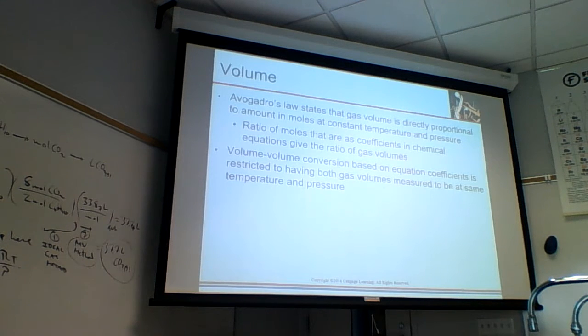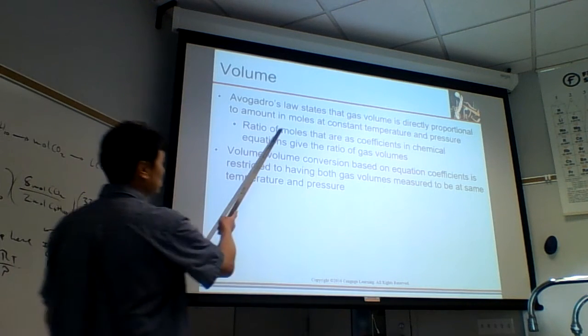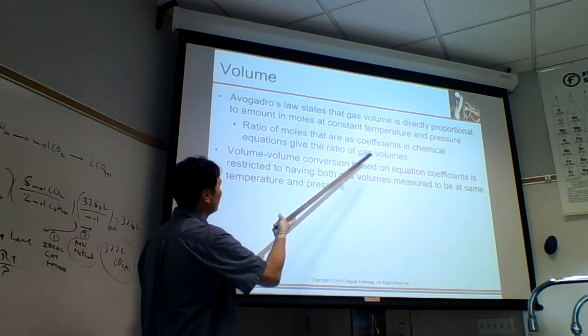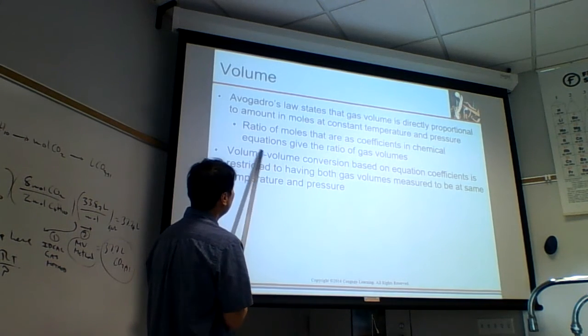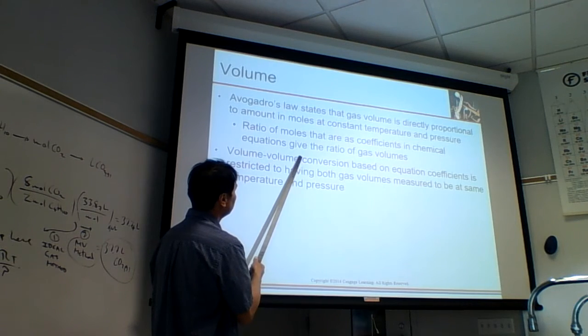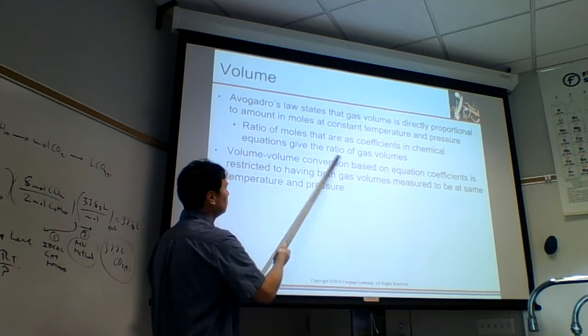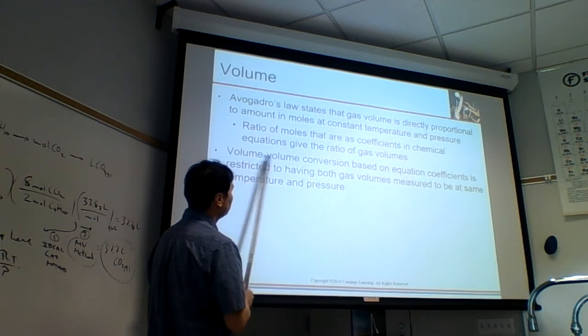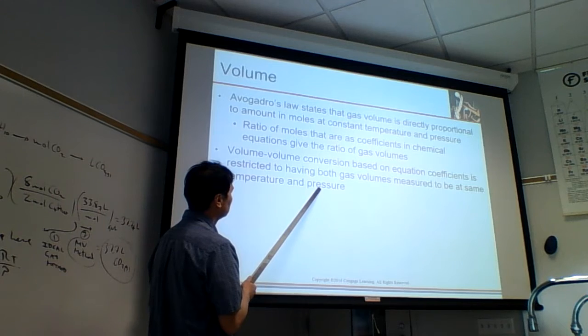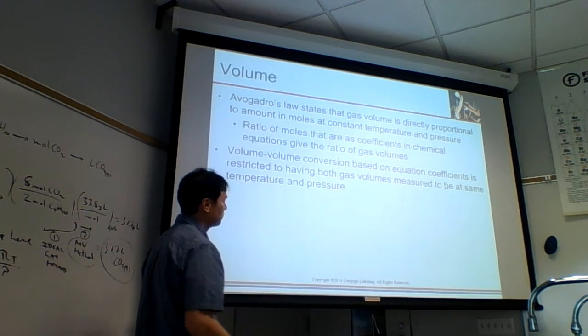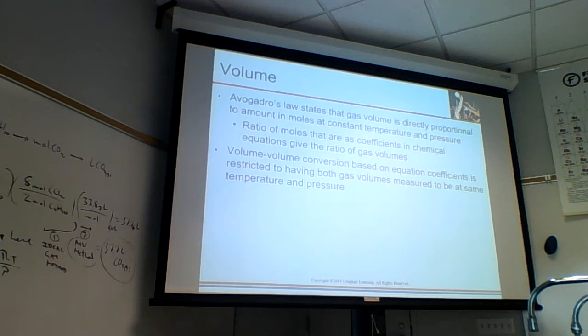So Avogadro's law states that the gas volume is directly proportional to the moles at constant temperature and pressure. We have to make sure it's constant temperature and pressure. So the ratio of moles is the same as the ratio of volumes. In other words, the mole ratio is the same as the volume ratio. And so we can do volume to volume conversions, just like we do mole conversions. But there's one caveat, there's one restriction. It has to be a constant temperature and pressure. Otherwise, if the reactants are different temperature and pressure than the products, then it's not going to work.